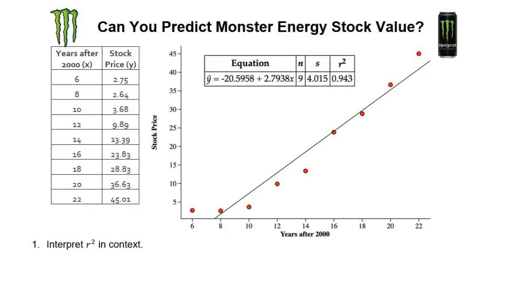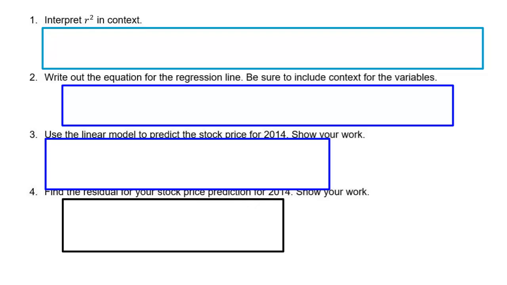All right, let's talk about this. So the first question, interpret r squared in context. What do we call r squared? What's it sometimes referred to as? The coefficient of determination. And what does it tell us?